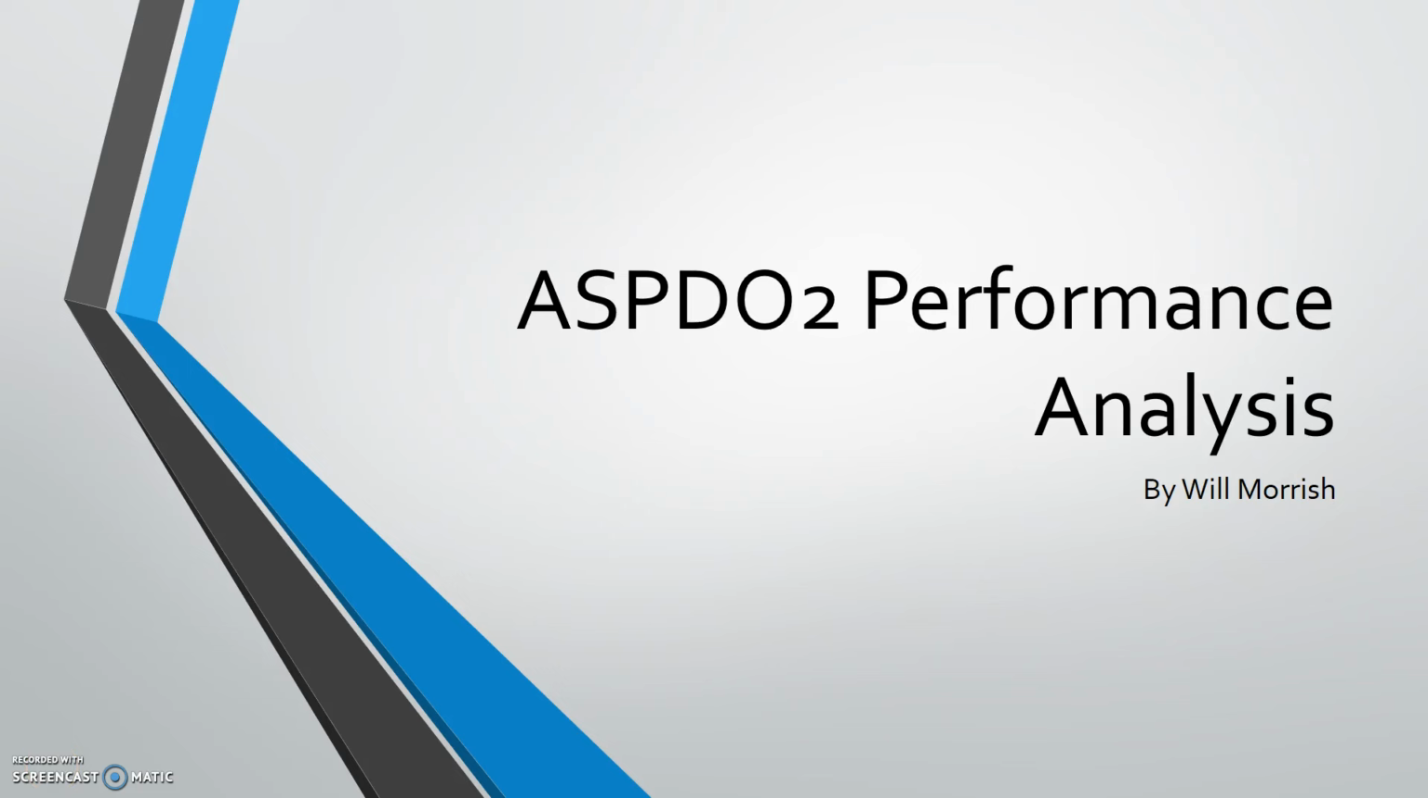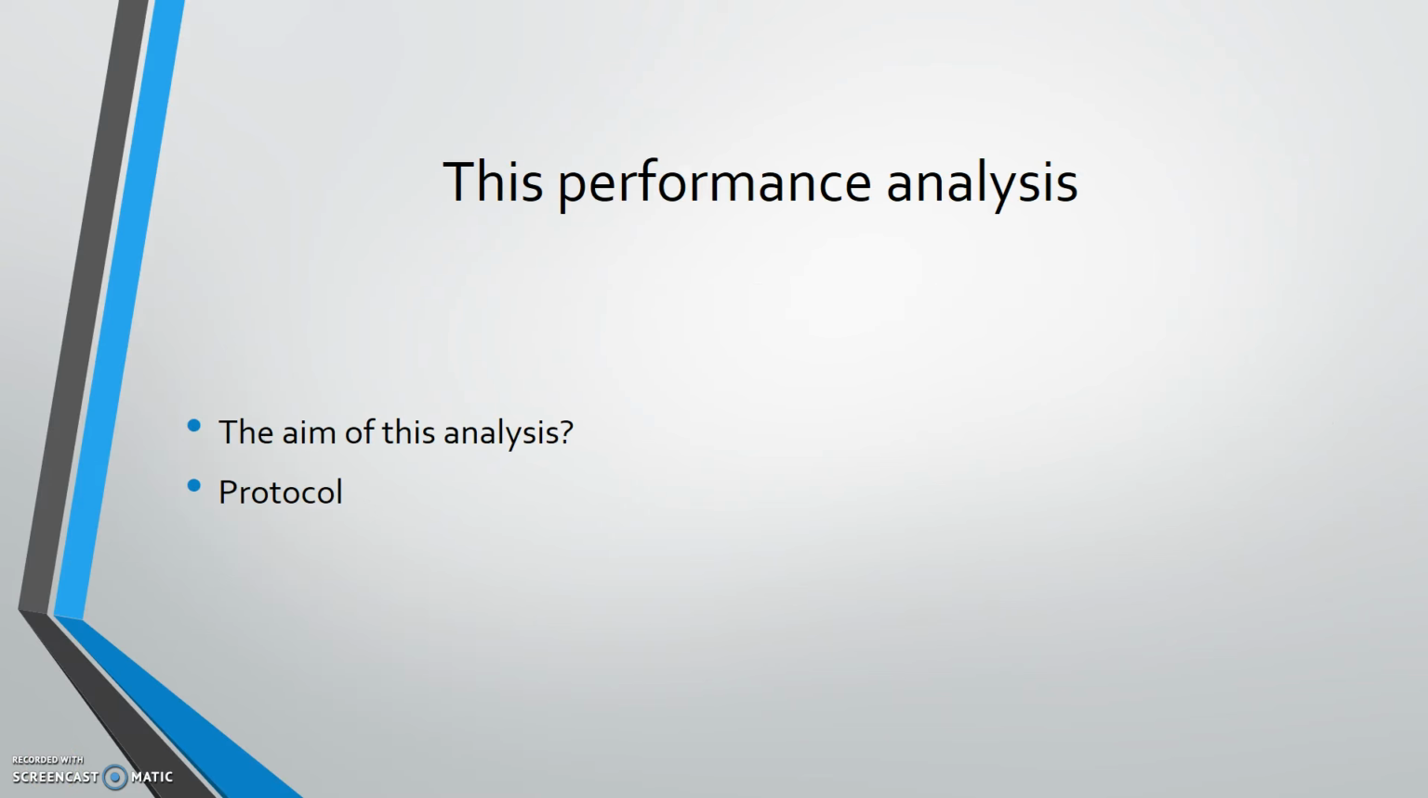ASPDO2 Performance Analysis by Morrish. The aim of this analysis is to provide a detailed performance analysis of Mike Tyson's performance in his 29th bout against James Smith, particularly his strategy and why it changed during the course of the match.